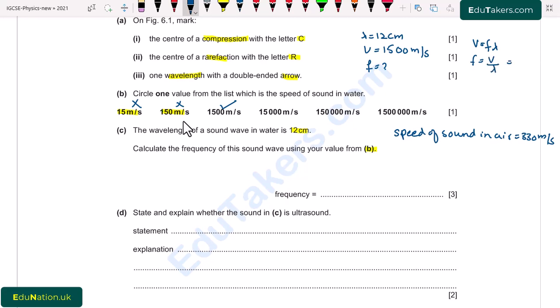The speed is 1500 divided by the wavelength given in centimeter. We have to convert this into meter. So I write here 12 multiplied by 10 to the power minus 2 meters. And the frequency comes to be 13,000 Hertz. And this is also equal to 13 kilohertz. So I write here 13,000 Hertz. The unit of frequency is Hertz.